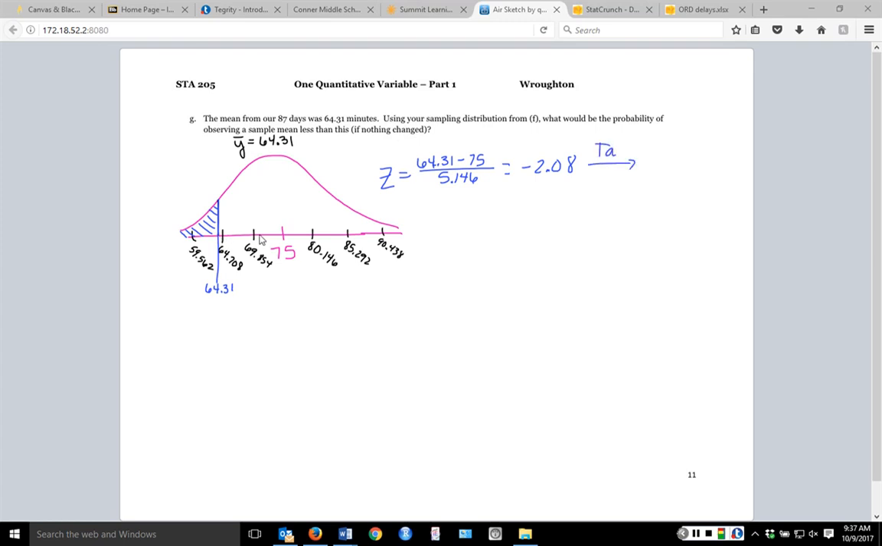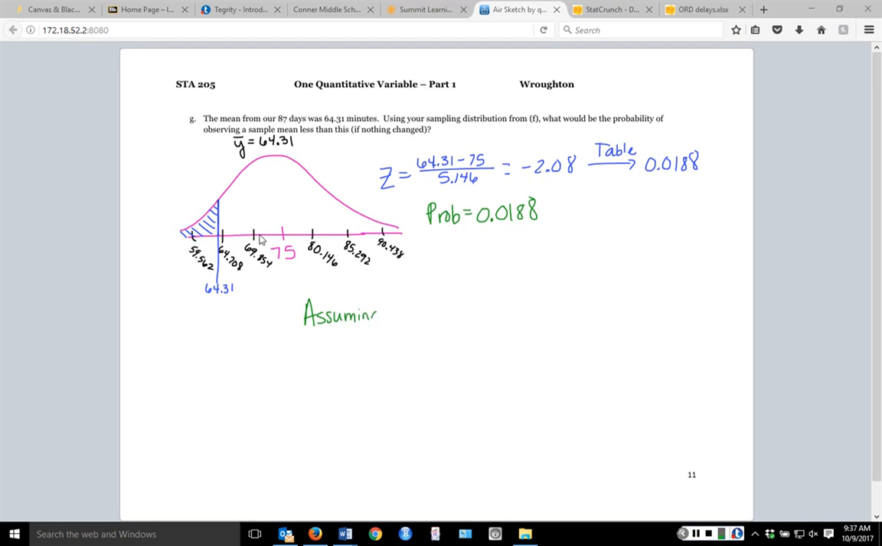So we take this number to the table, and we should find 0.0188. Do I need to use a rule on that one? Nope, remember our table's shaded left, we're shaded left. So that's exactly what I'm going to get for my probability. All the math is done. All we have left to do is the interpretation.